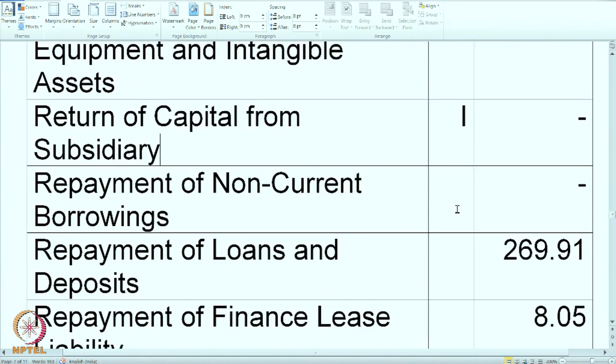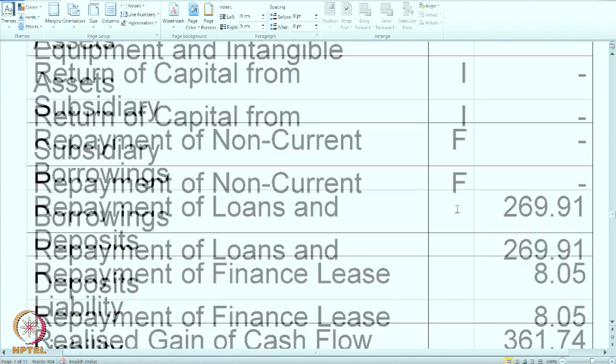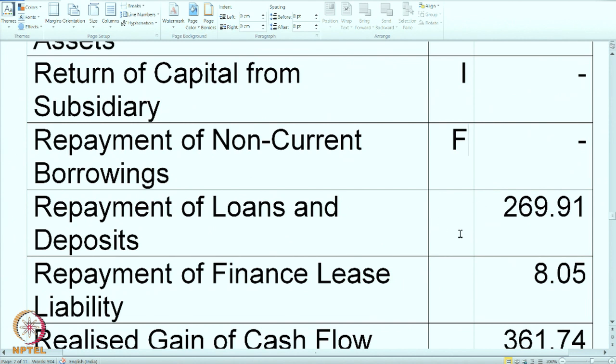Repayment of non-current borrowings. So loans we have taken and we have repaid. So it is an F type of transaction. Repayment of loans and deposits.